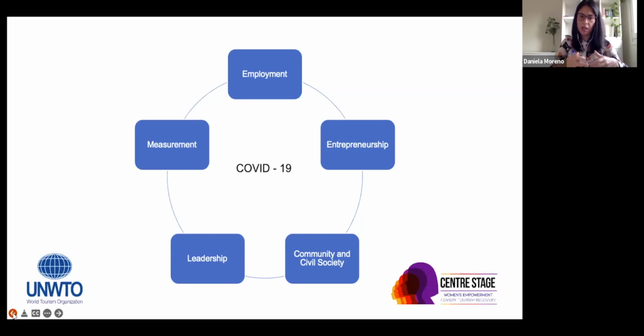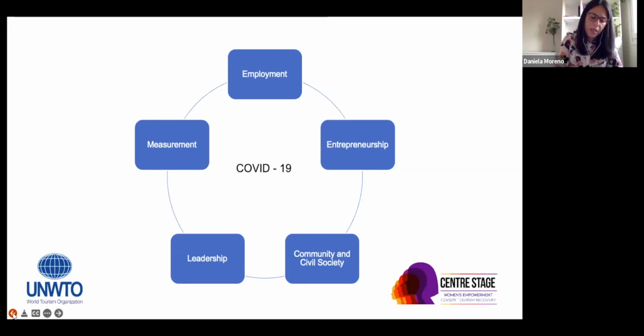So this is a safe and better job for women, right? Or maybe the promotion of childcare facilities for women that are working in tourism. That is also something quite linked to this employment condition for women, right? So this is about the employment.